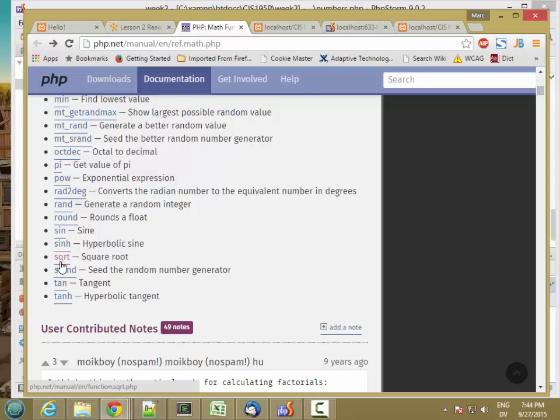And last but not least, square root. So if you want to take the square root of a number, you can use sqrt. It's basically the same as we looked at using star star for exponent and raising it to the power of 0.5.